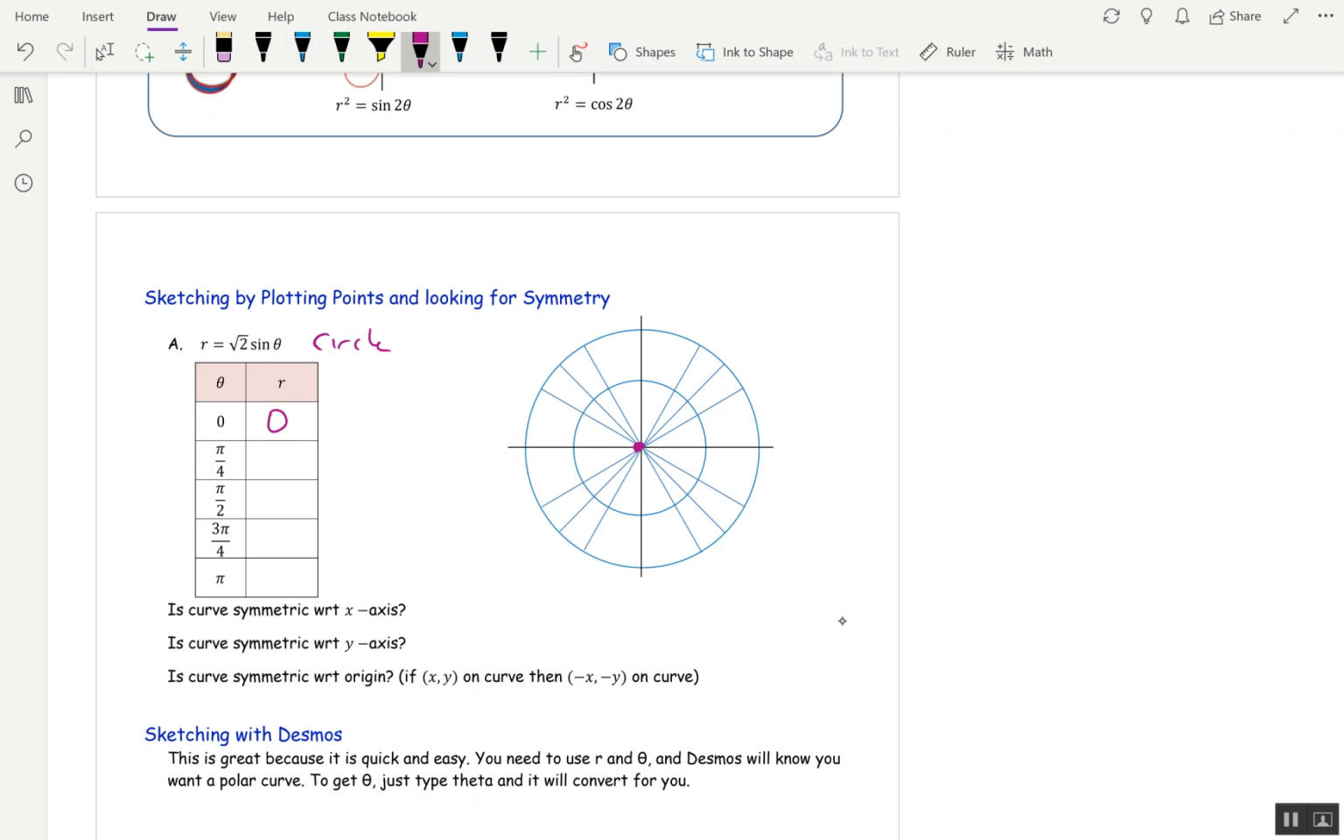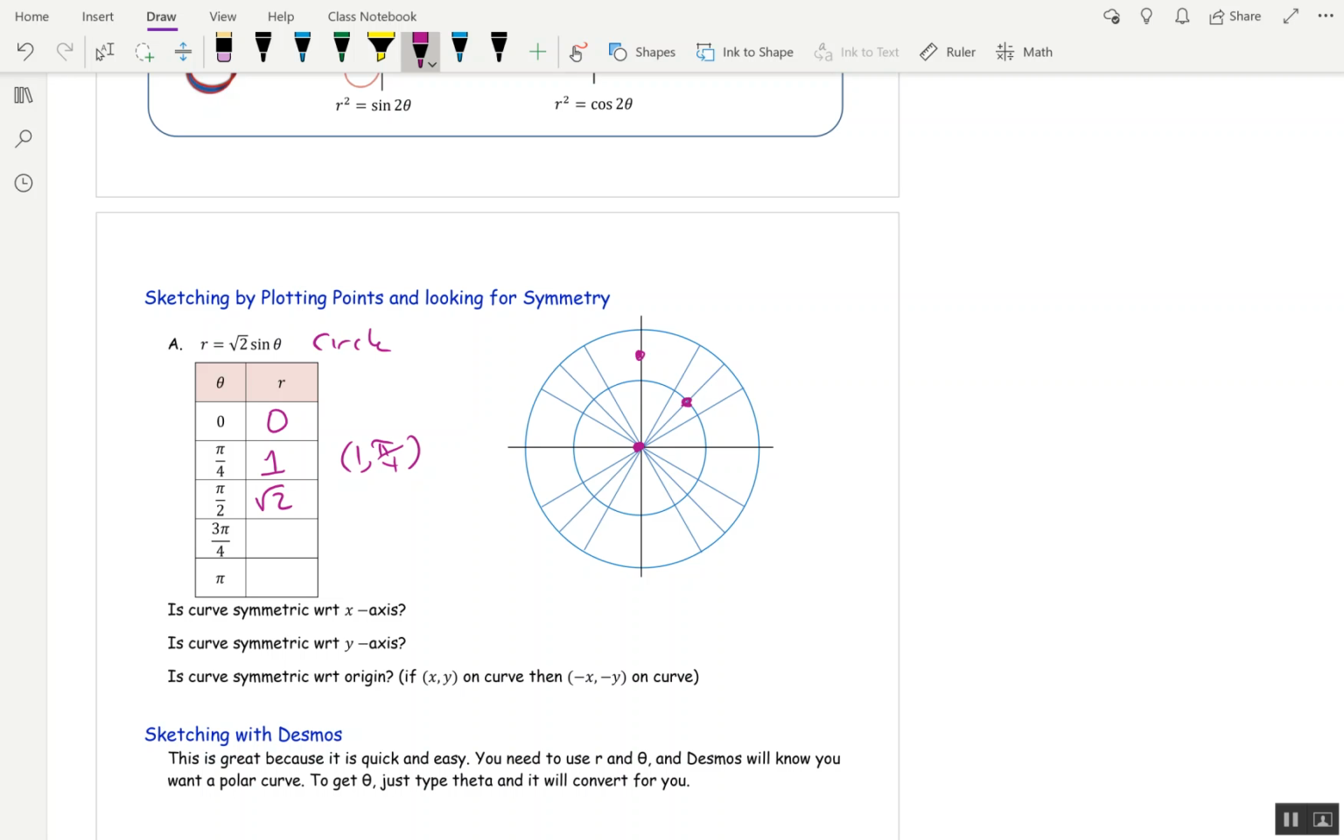When theta is pi over 4, sine of pi over 4 is 1 over root 2 times root 2. That would be 1. So to plot that point, I go to the angle pi over 4, that's here, and I go 1 unit out. So the coordinates of this point are 1, pi over 4 in polar coordinates. I have the theta first in my chart, but nonetheless, it's right here. All right, when theta is pi over 2, sine of pi over 2 is 1, so this is going to be root 2, which is about 1.4. So I go to the angle pi over 2, positive y-axis, and I go like 1.5 units out.